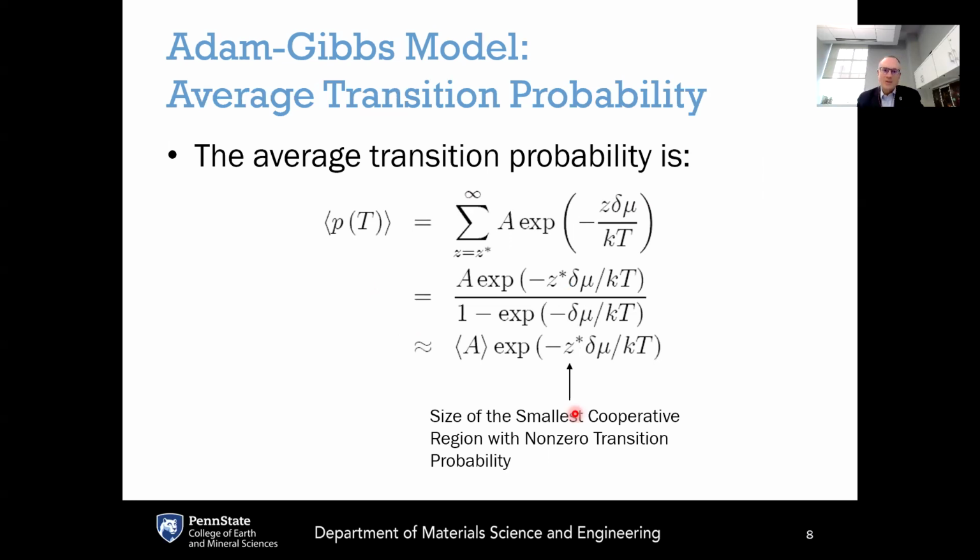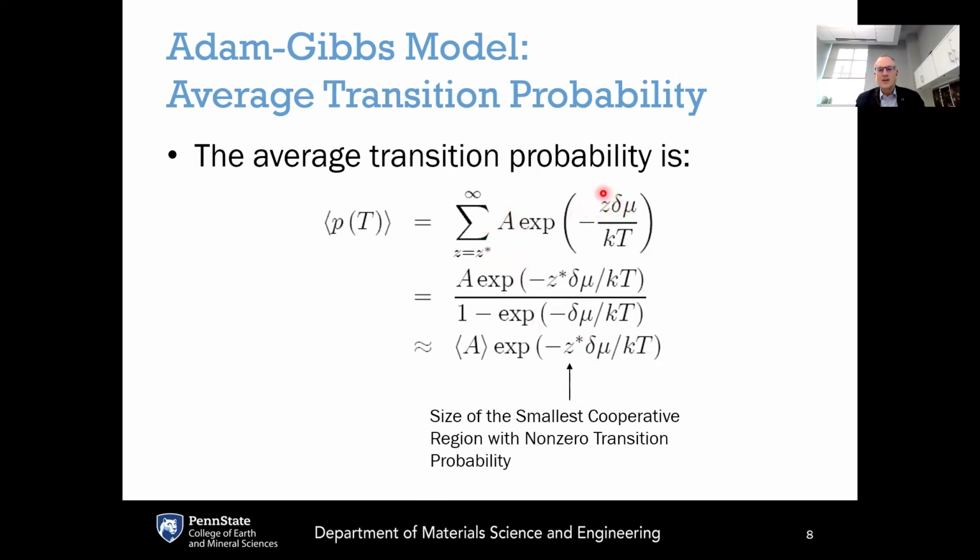Now, the next thing that Adam and Gibbs did was to assume that there is a minimum size region that allows for cooperative rearrangements, and that minimum size increases as the temperature of the system is lowered. So there has to be at least Z star number of atoms or molecules in a region in order to allow for viscous flow. So then in calculating this average transition probability, the lower limit of the summation starts at Z equals Z star, which is the size of the smallest cooperative region with a non-zero transition probability. And then they sum up to infinity.